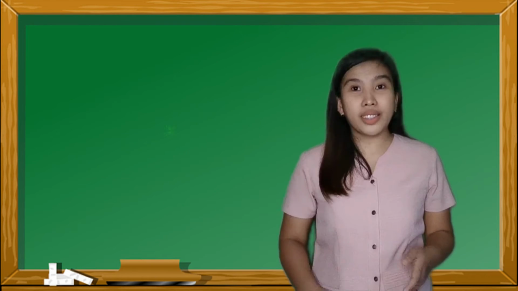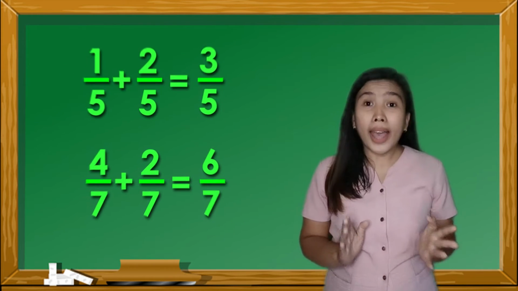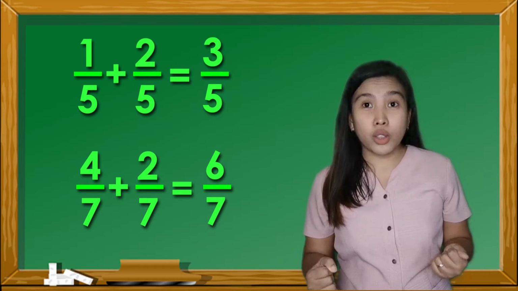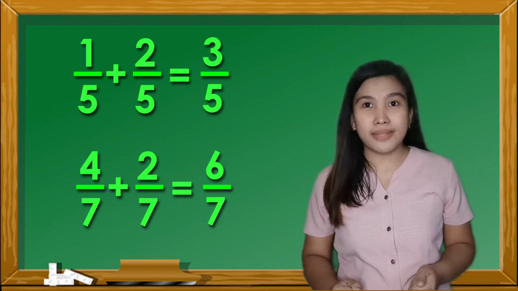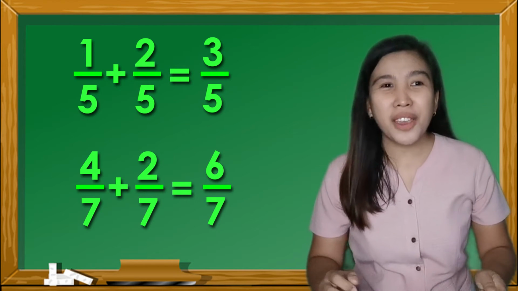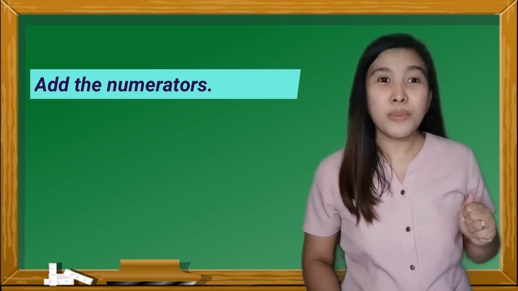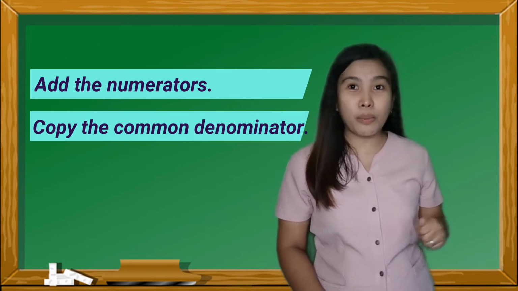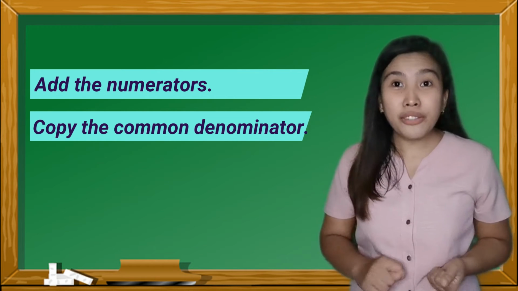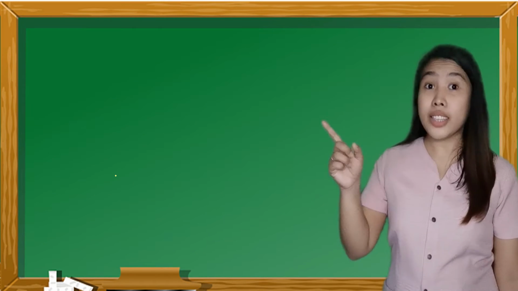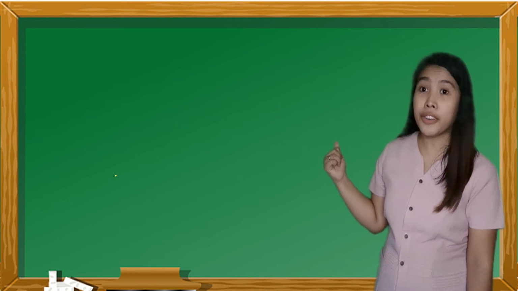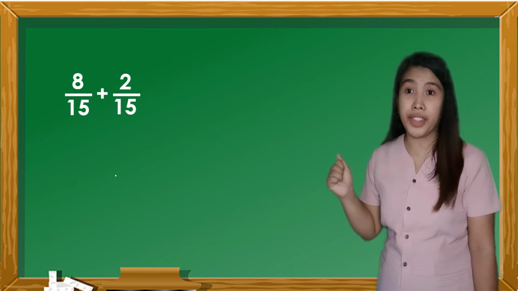Yay! Very good! Okay, try to look at these examples. What happens when you add fractions with the same denominators? Okay, very good. So we have 3 steps. Add or subtract the numerators, copy the common denominator, and simplify if needed. Let's have the first example. 8 over 15 plus 2 over 15.